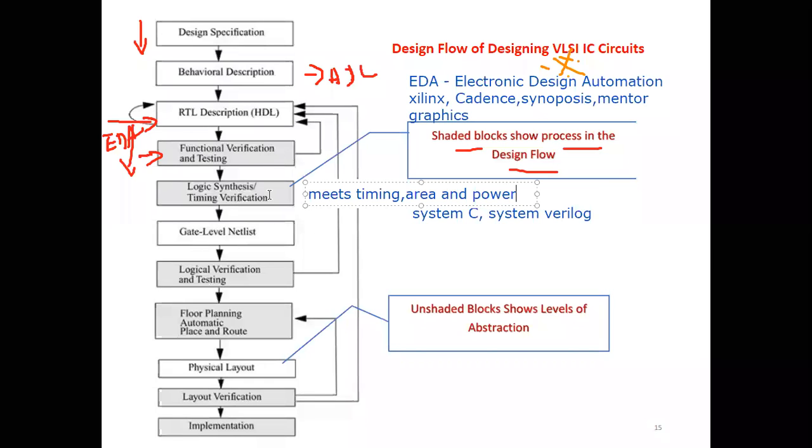So during this time only, the logic synthesis tool will ensure that the gate level netlist meets the timing, area and the power specification. The gate level netlist is an input to automatic placement, where you can see logic synthesis. Then what happened? Gate level netlist has come here. Next, after that, what will we do? Logic verification and testing. Logic synthesis. This is logic verification.